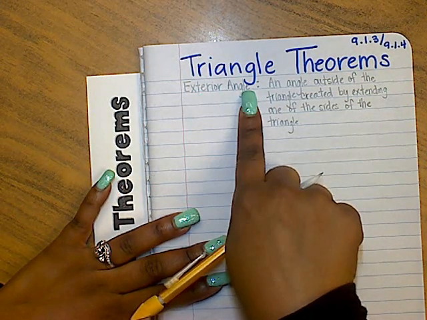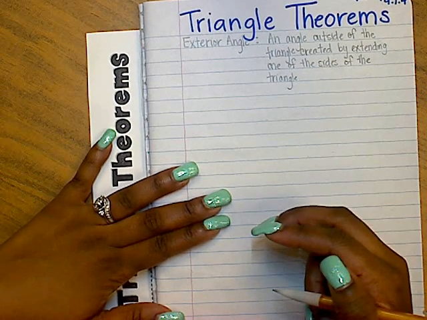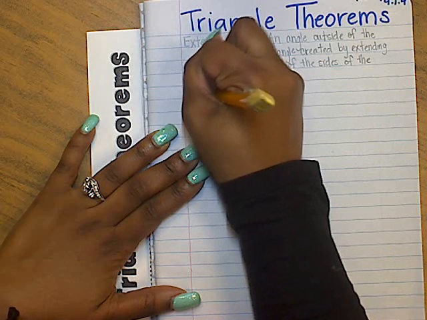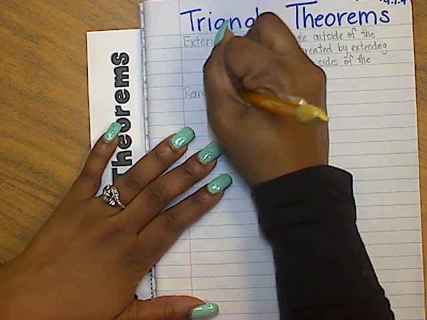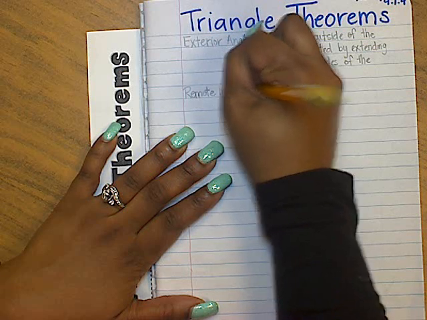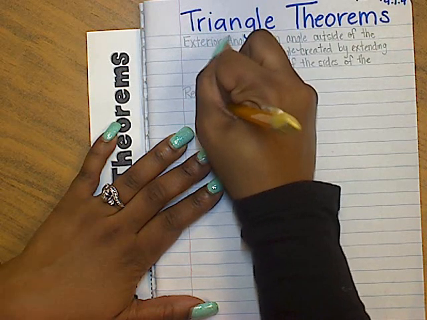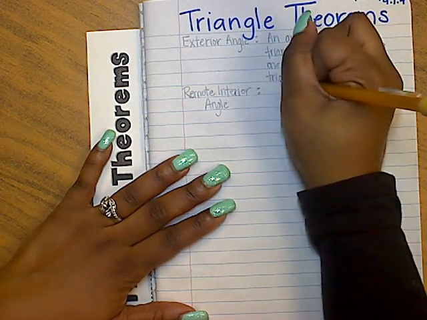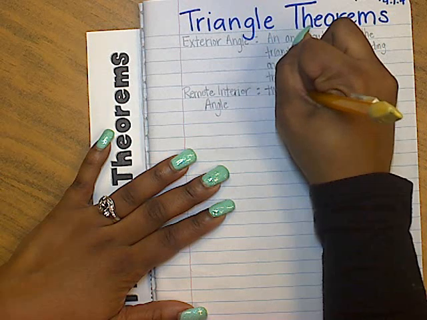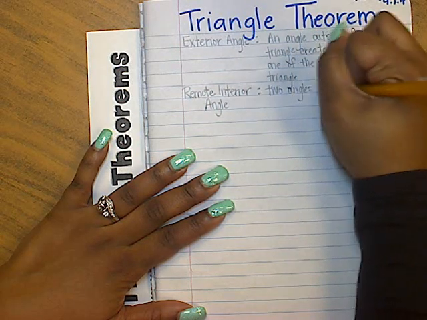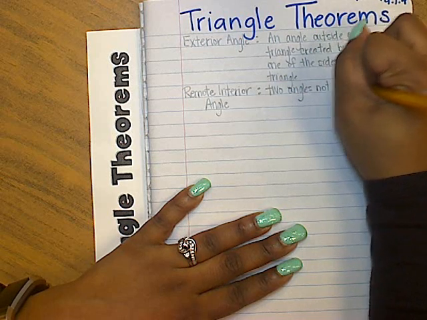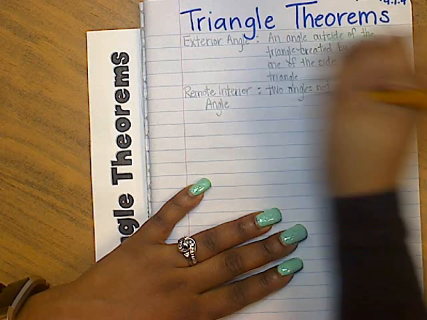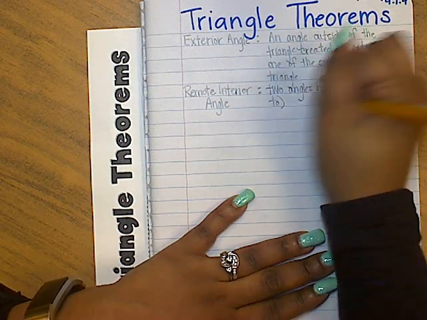So that is what an exterior angle is, and we're going to look at that more when we get into our foldable. And then the second definition we need is called remote interior angle, not the remote control. So we're going to look at that definition. The remote interior angles are two angles not adjacent. And remember, adjacent just means next to. So these angles are not next to the exterior angle.